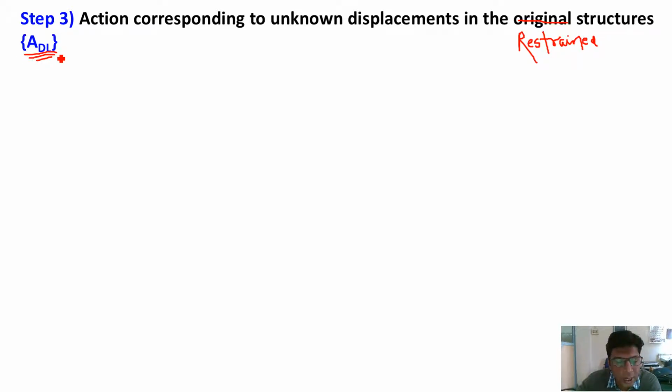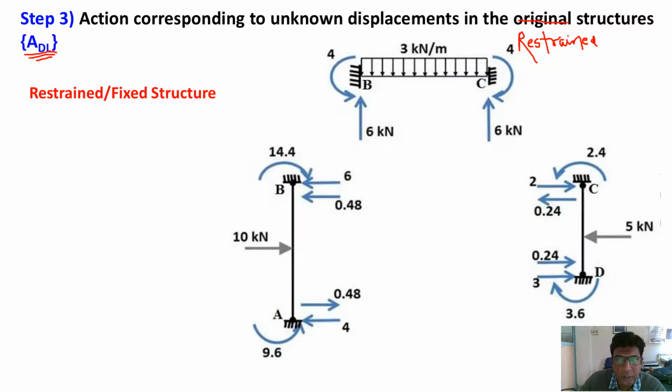So this matrix is obtained by restraining the structure, right? For simplicity, we will draw both the columns and beams separately. So this is the restraint. We have drawn the beam and columns separately and we have fixed all the supports, right? Now we have to find the fixation moments and reactions in the restrained structure.